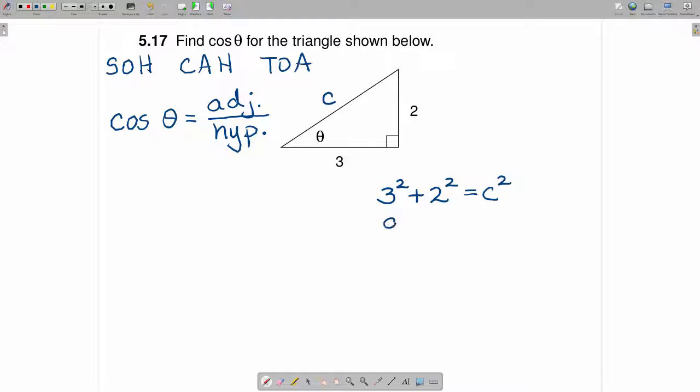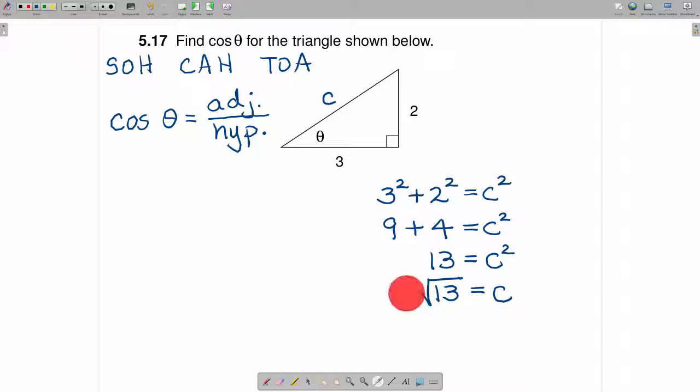3 squared is equal to 9. 2 squared is equal to 4. 9 plus 4 is equal to 13. And the last step is to take the square root of both sides of that equation. The square root of the left-hand side is the square root of 13. The square root of the right-hand side is c. I don't need the plus or minus in front here because we are looking at a length c.